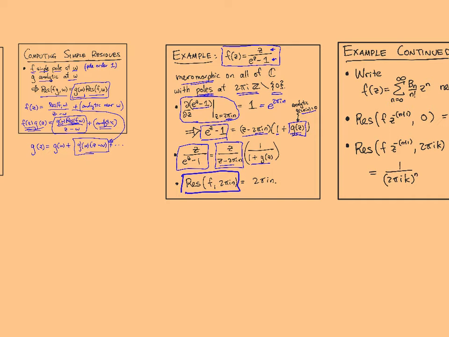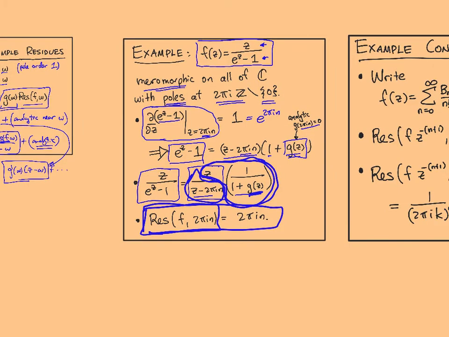Well, I can stare at this part. This part clearly has a simple pole with residue 1, and so I just need to know the value of this part at 2 pi i n. And so I'm plugging 2 pi i n into z, and this part, g at the point in question, was 0. So I just get the residue at 2 pi i n is 2 pi i n. So that's easy enough.